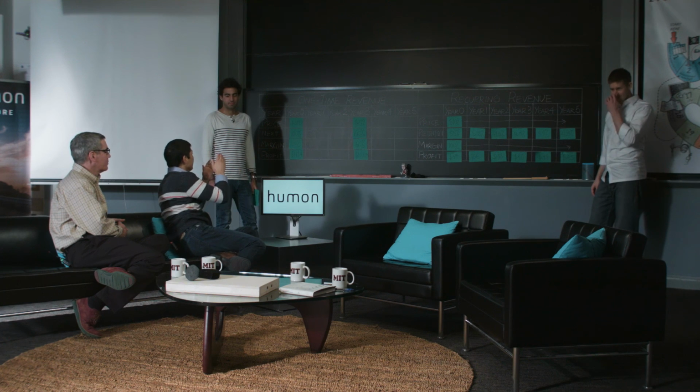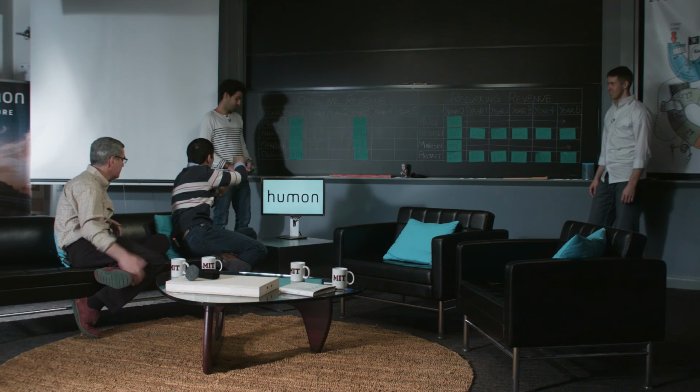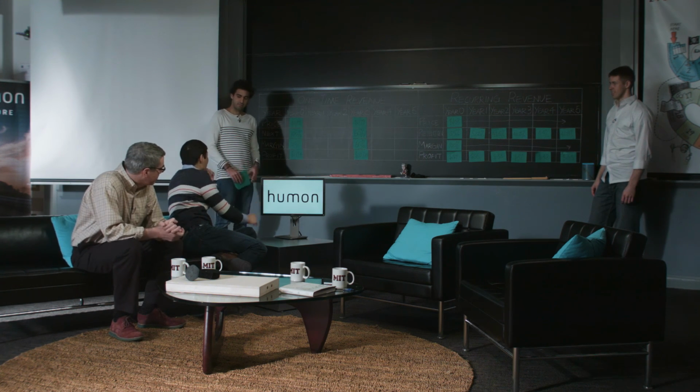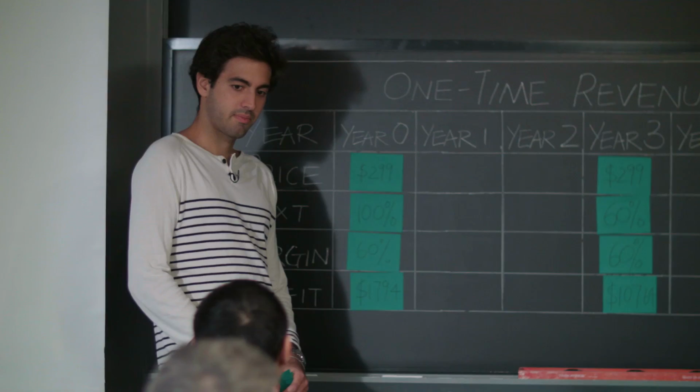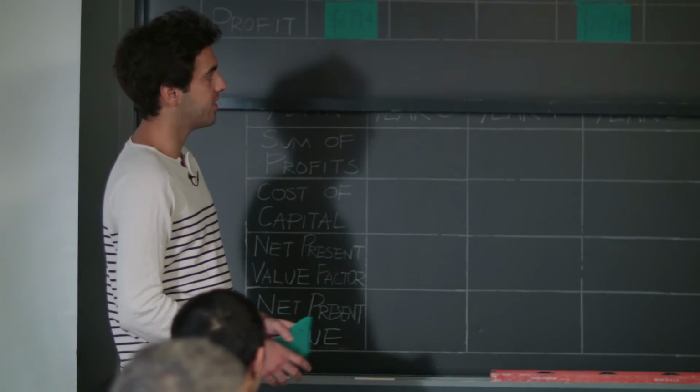So you've got the price, next purchase rate, retention rate, and profit margin for both the one-time and the recurring revenue streams you have. What do you do next to get to your eventual LTV? So the next thing we're going to do is put everything together to calculate the LTV.